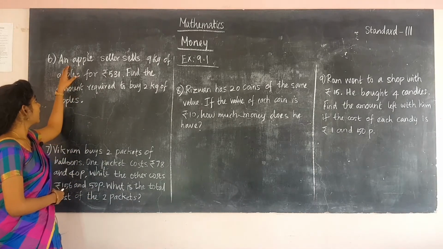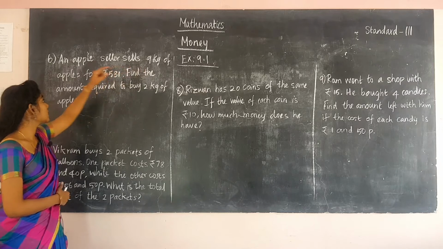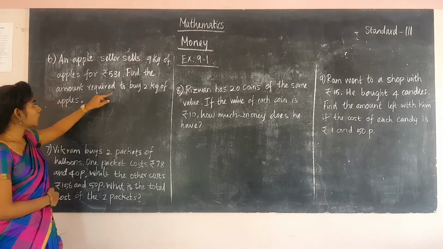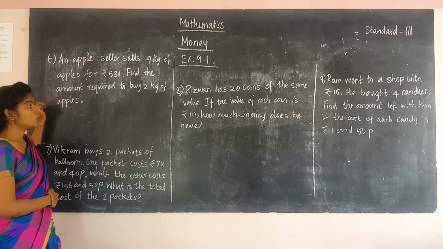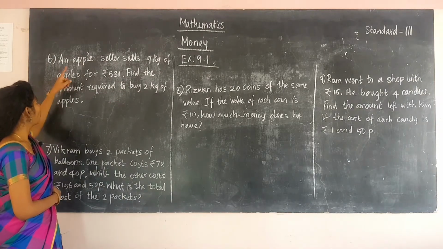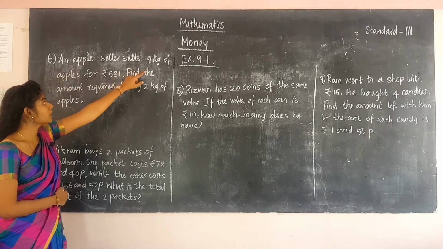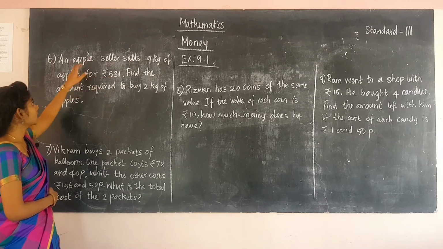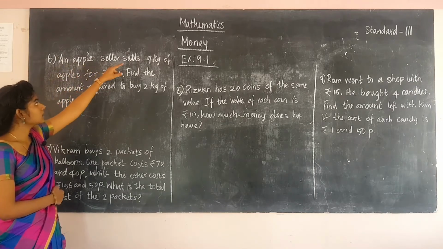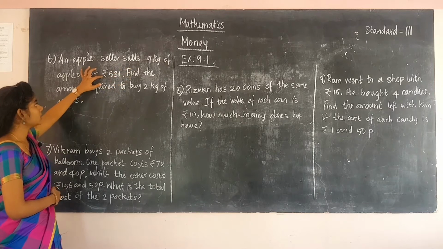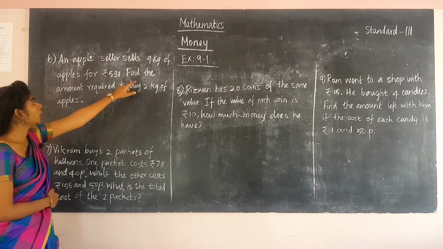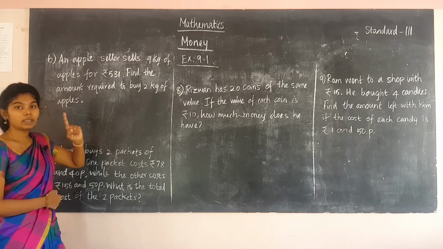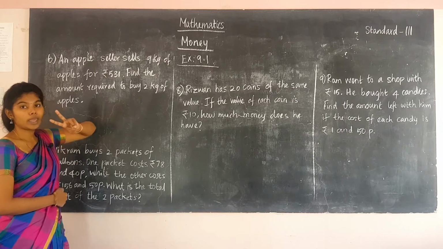See this problem: an apple seller sells 9 kg of apples for rupees 531. Find the amount required to buy 2 kg of apples. So, you are going to find this. What is given here? For 9 kg of apples the amount is rupees 531. He is selling the apples, 9 kg rate is rupees 531. We are going to find the amount required to buy 2 kg of apples. They didn't ask for 1 kg, they asked for 2 kg of apples.